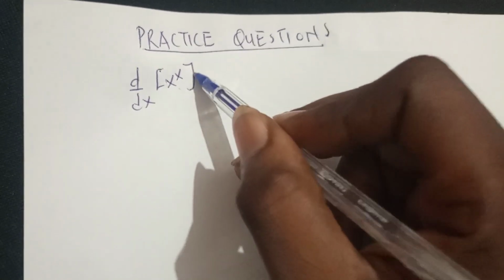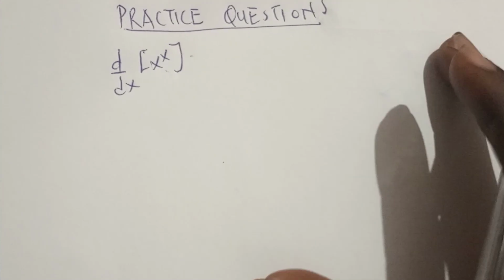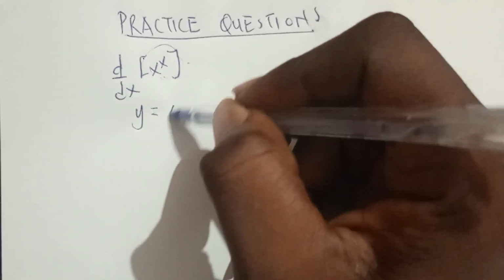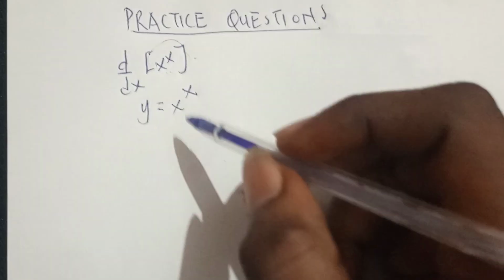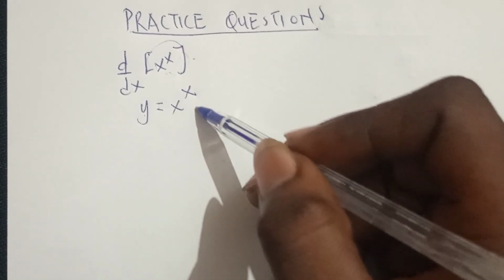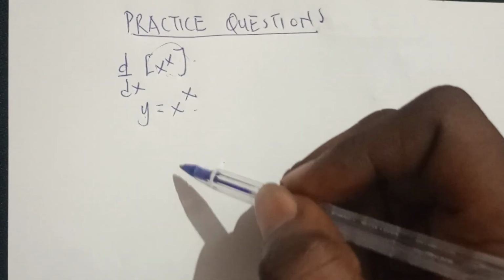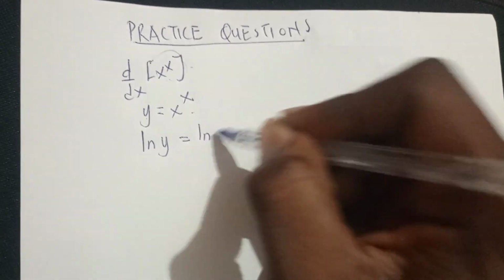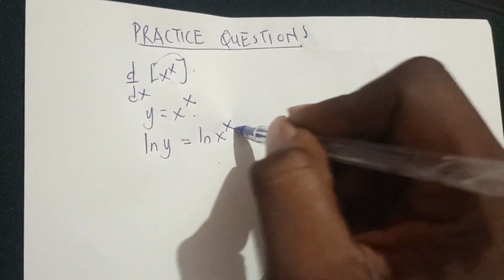How are we going to differentiate x to the power x? The first thing that you have to do when you see these types of questions, where you have a variable at the bottom and a variable at the base, is to first know that this is your function, y is equal to x to the power x. And now if you see the presence of this, you have to multiply both sides by natural log. Natural log of y is equal to natural log of x to the power x.